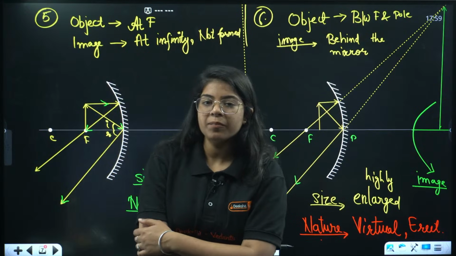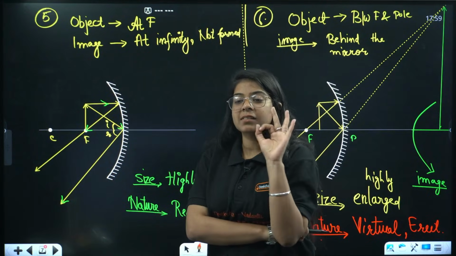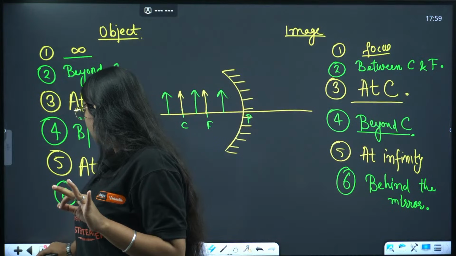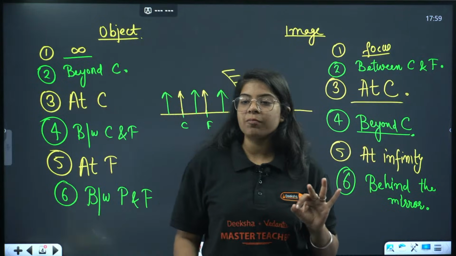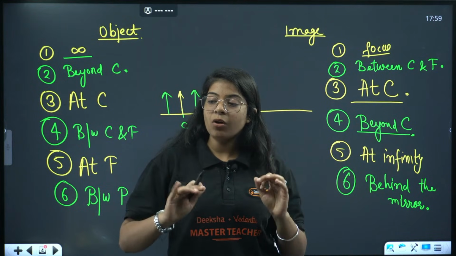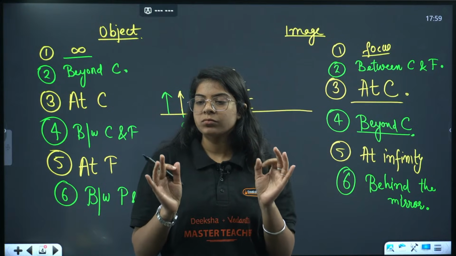ठीक है? Done. We are done with 6 cases of concave mirror. देखो, these are the 6 cases of concave mirror. Anyone has any problem in this? Any doubt you can ask right now. जल्दी बता दो जल्दी.